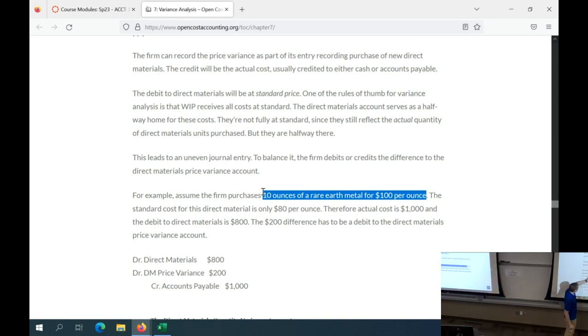Okay, the standard cost would be, standard price, excuse me. I should edit that in the book. Standard price for materials is only $80 per ounce. We'll get to AQU in a second. Standard price, $80 per ounce. And we're only worried about those three right now because we only need those three to calculate the price variance.